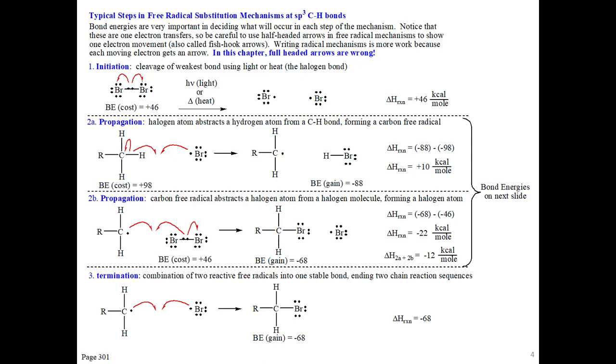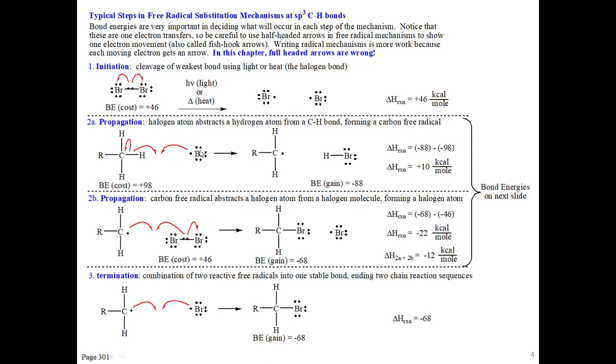Okay, so initiation requires an input of energy. We're going to use light, but heat is possible. That will split the bromine bond homolytically, so we'll get two bromine atoms, or free radicals. That costs us 46 kcal. But that comes from the light that we're putting in.